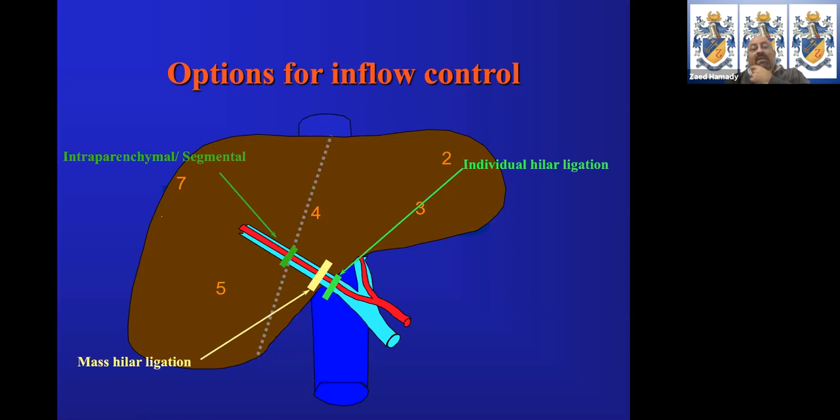And particularly the posterior sectoral, you can take it through the incisura or the fissure. And particularly if you're planning a laparoscopic right posterior sectionectomy, this will be useful.